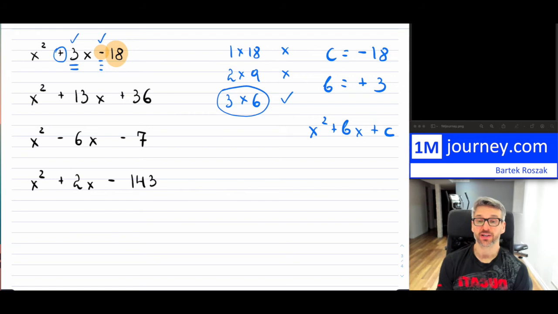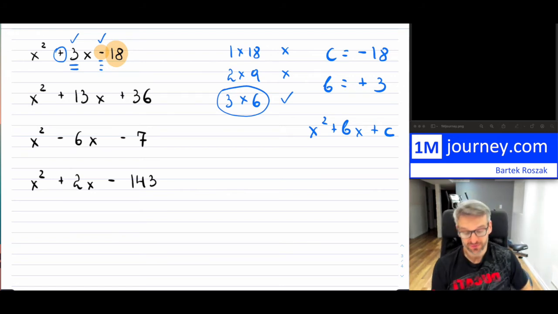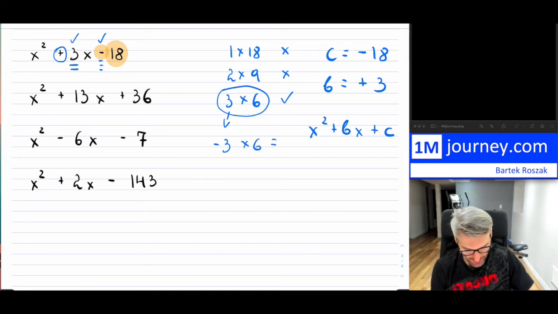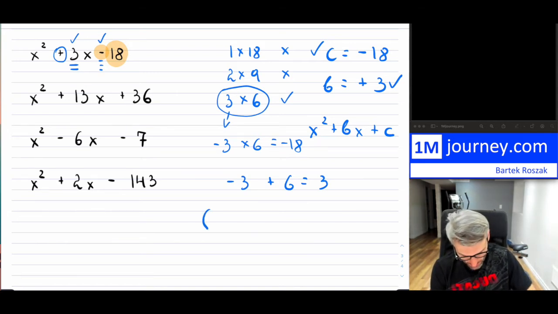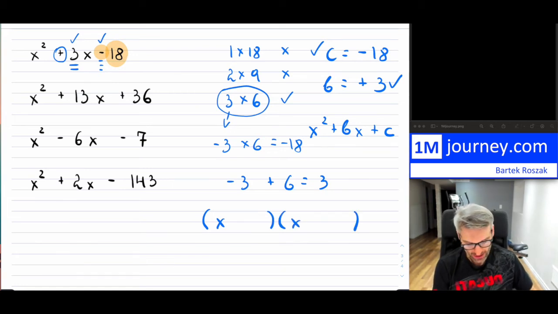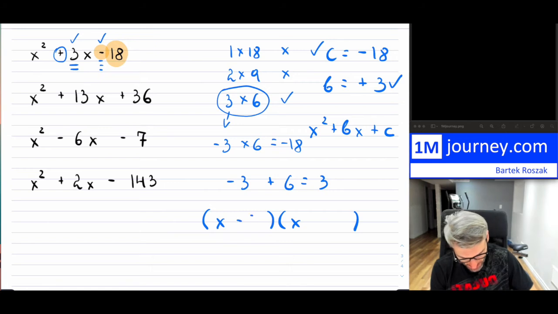If I make 3 negative, therefore I'm going to have negative 3 multiplied by 6. This gives me negative 18. That satisfies my C. Now I'm going to check if I add them together, which means negative 3 plus 6. That gives me 3 back. That satisfies my B. And therefore I have found my answer to my factored form. Here's my x, and now one of them is going to be negative 3, and the other one is going to be 6.